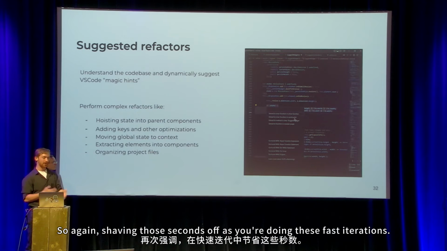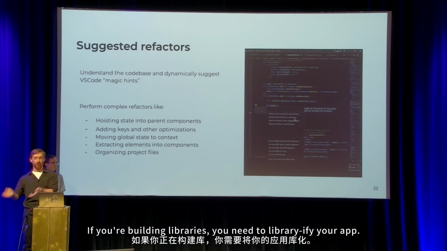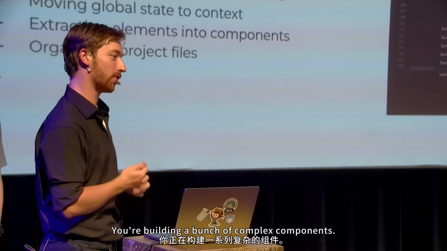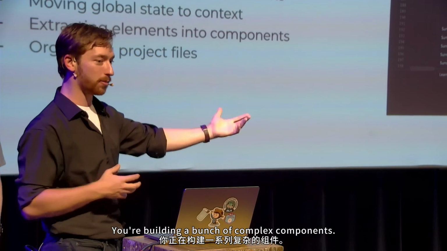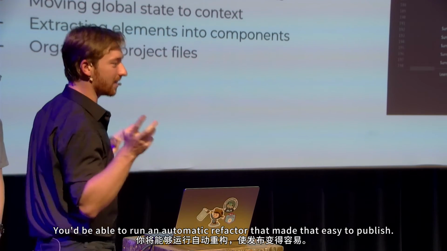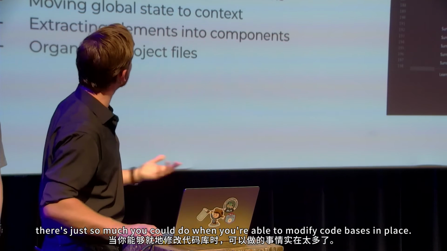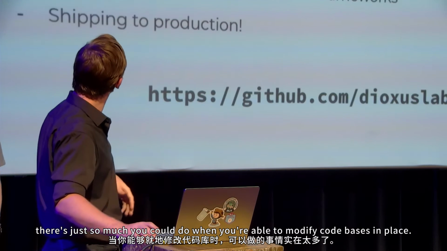So again, shaving those seconds off as you're doing these fast iterations. We can move state from global state into context. If you're building libraries, you need to libraryify your app. You know, you're building a bunch of complex components, and you want to share that with people. You'd be able to run an automatic refactor that made that easy to publish. We could organize project files. I mean, there's just so much you could do when you're able to modify code bases in place.